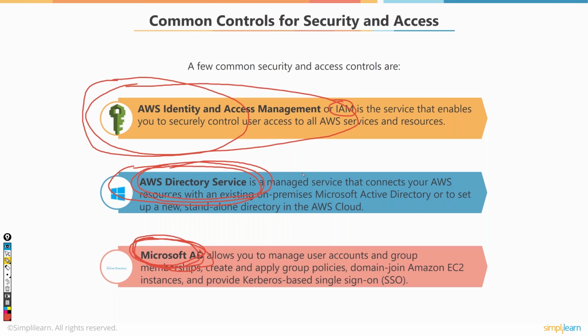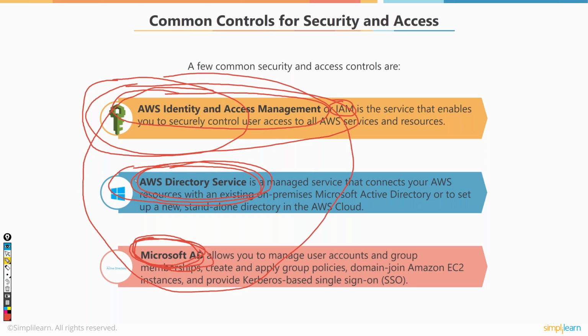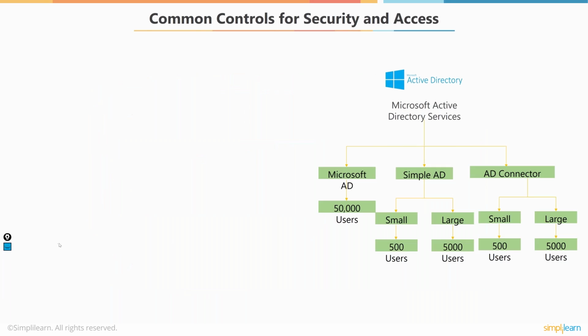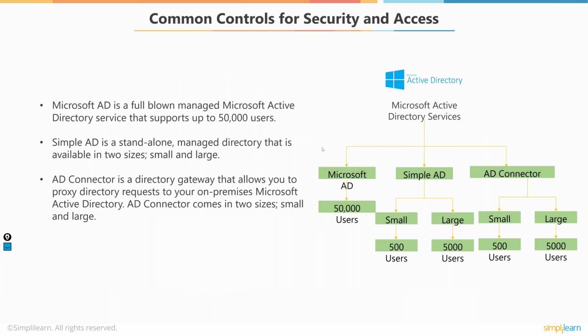You can use MFA, which is a multi-factor authentication device, on pretty much all three because it's fully integrated. However, I would say MFA is mostly used here because when you have Directory Service and even AD, quite likely you have your own version of MFA that allows you to integrate. So I would say the most common case is AWS IAM. So, common controls and security access.